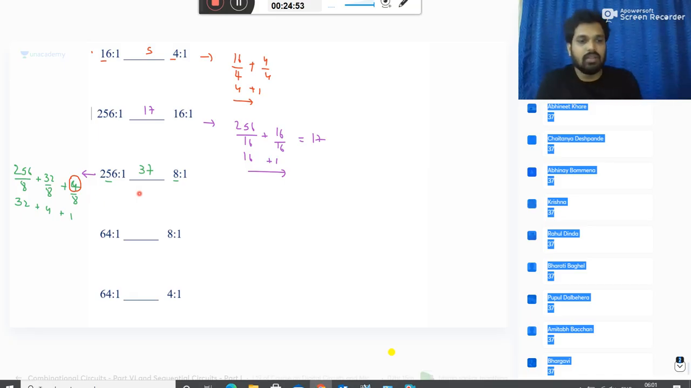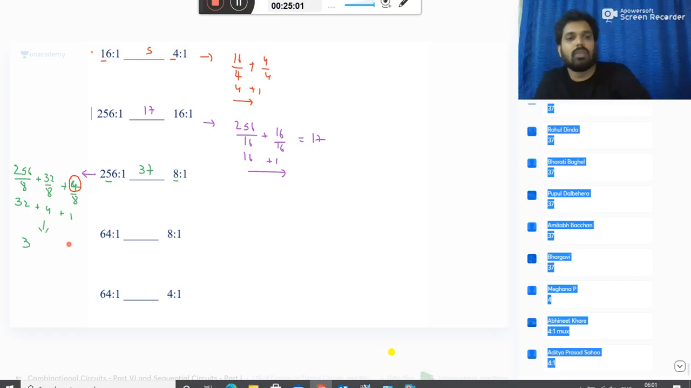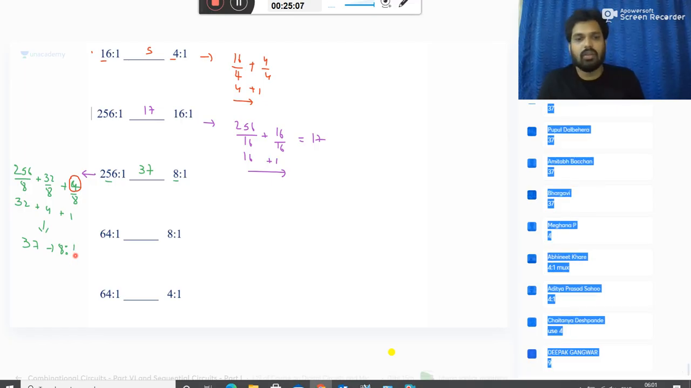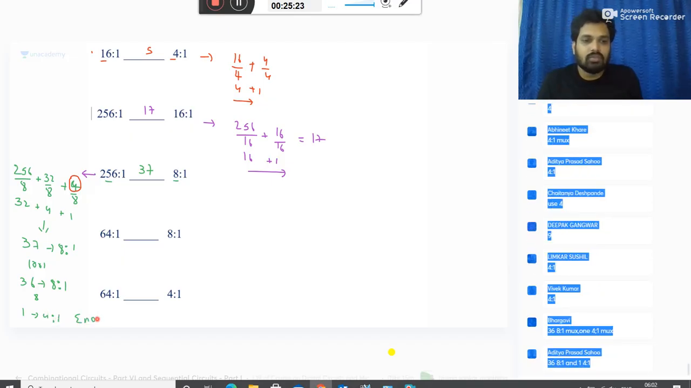You can say your answer is 36 8 by 1s, sorry, one feasible answer is 37 8 by 1s, or 36 8 by 1s and 1 4 by 1. What is that? The numerator is 4 now, so 4 by 1 is enough for the last stage.